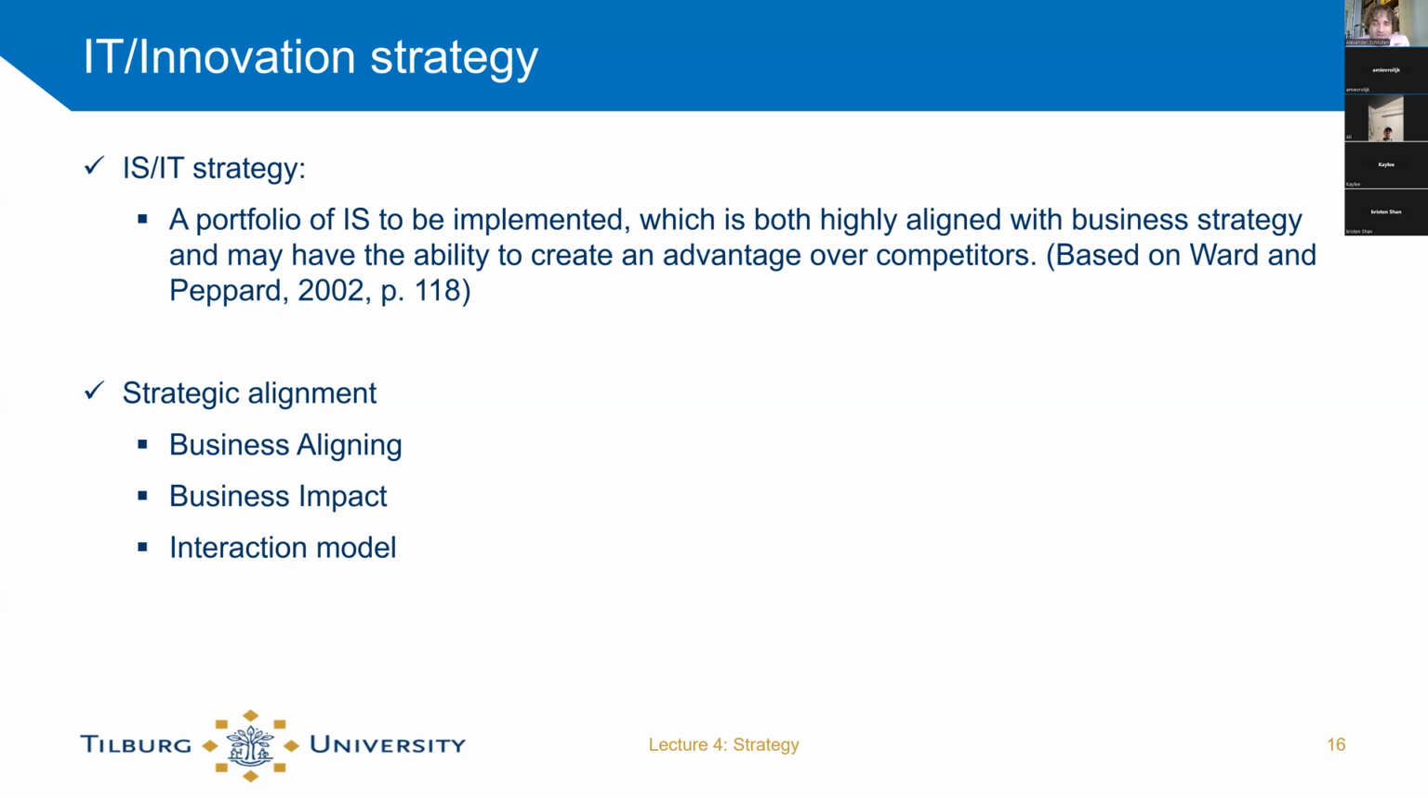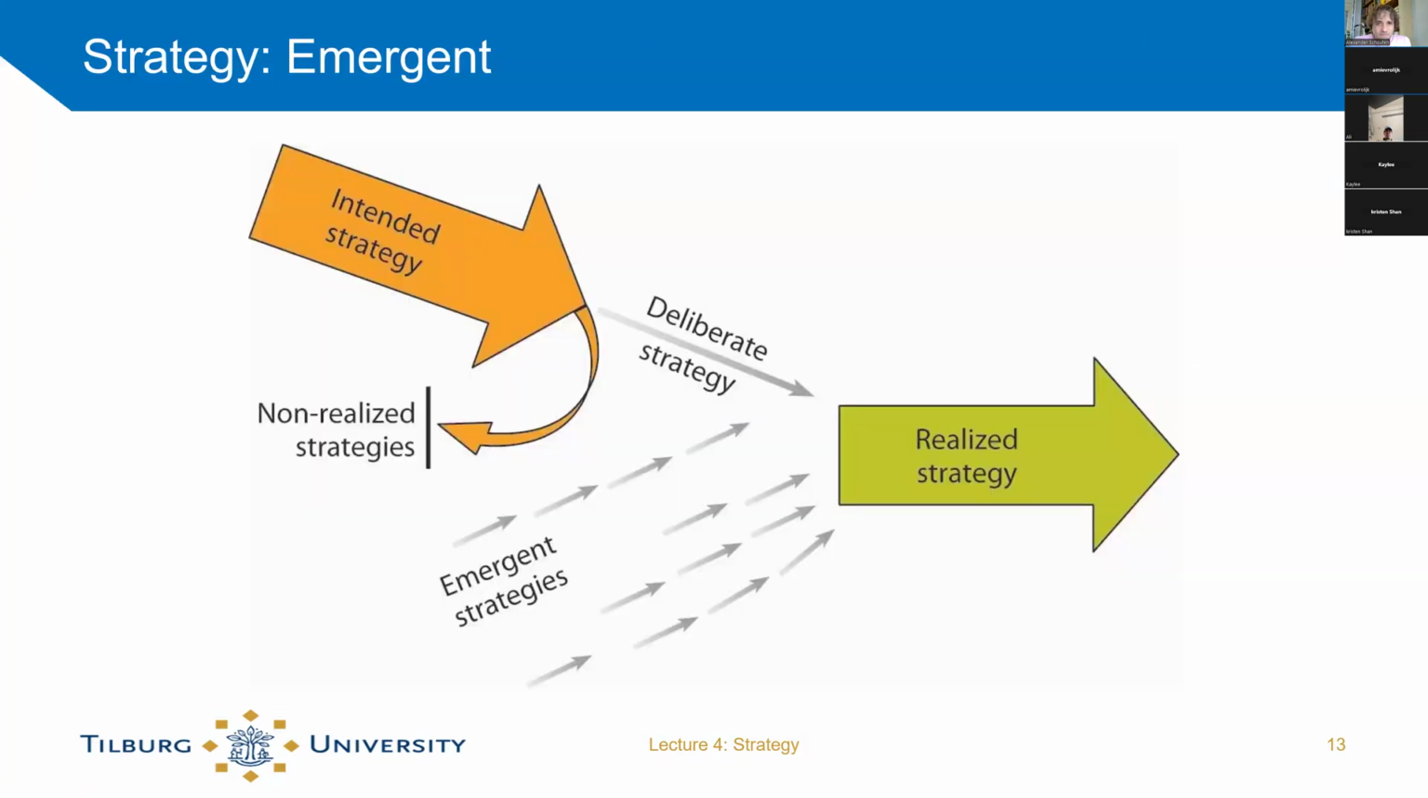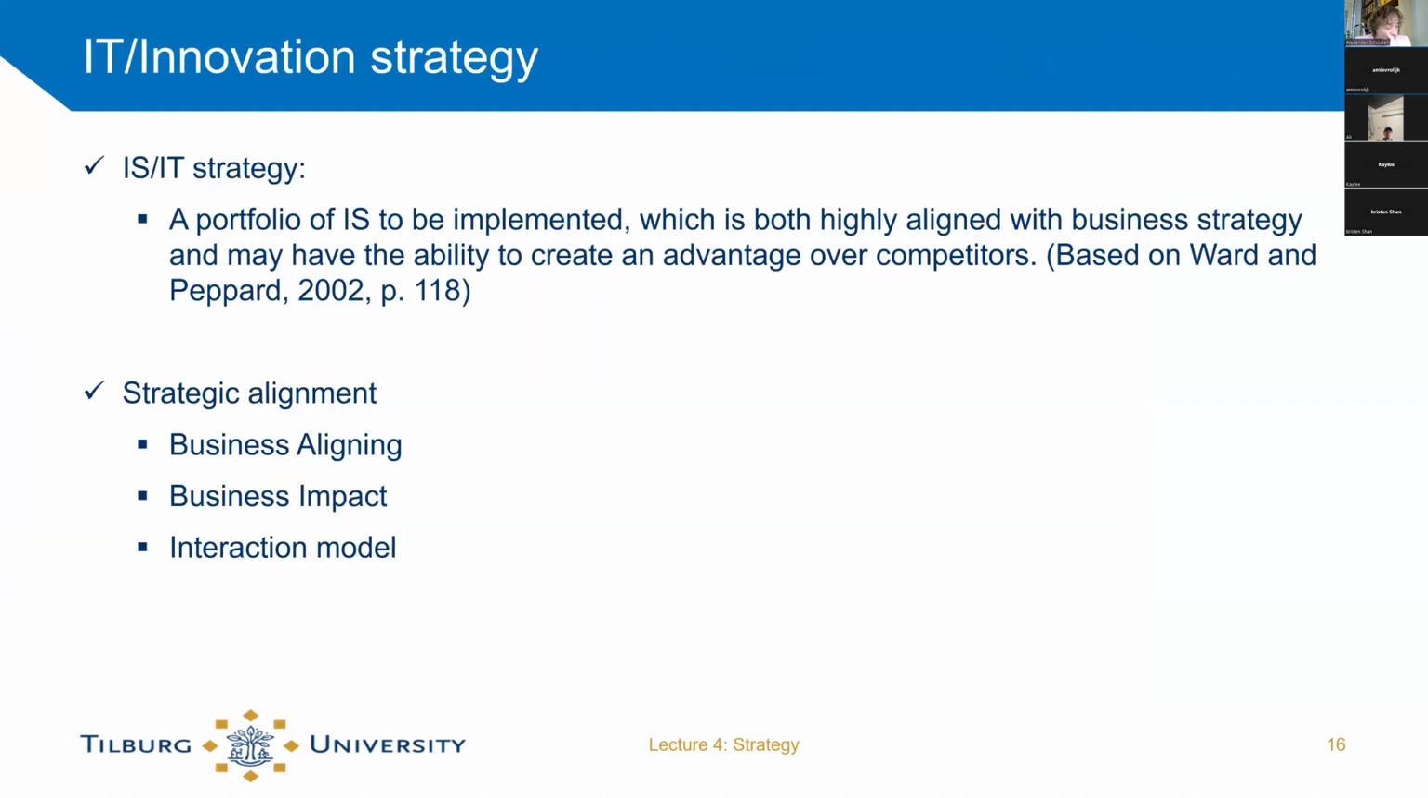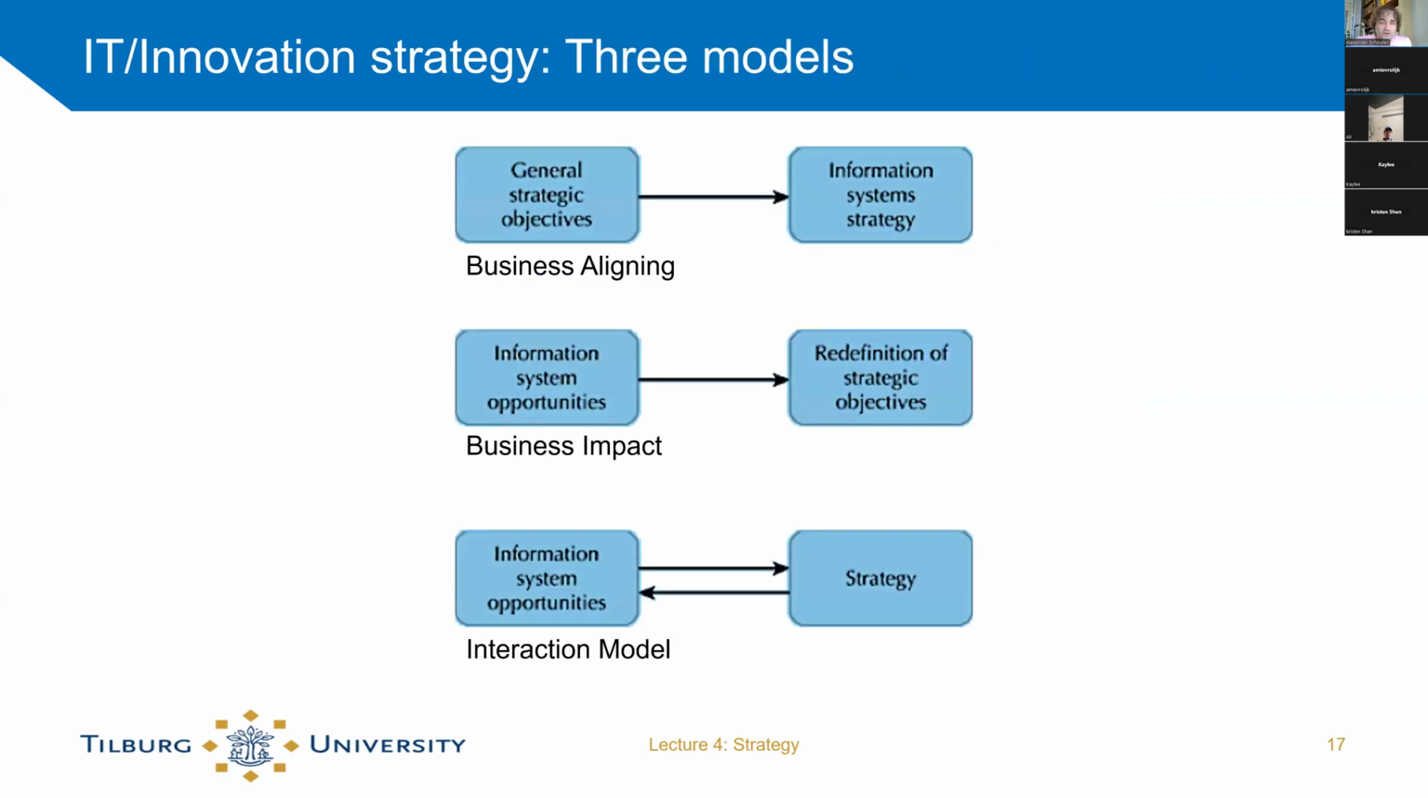When we talk about information technology and information systems, we call that strategic alignment. That basically means that we try to align our technological strategy with our business strategy. Similar to this slide, sometimes business strategy informs what you want to do with technology. Sometimes it's also the other way around. We call that business impact. And then we also have an interaction model. Let me explain them in a bit more detail.